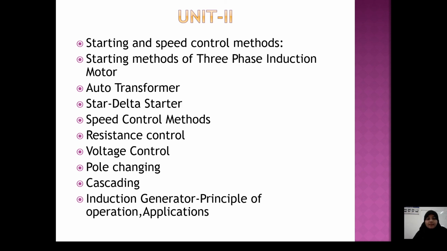So under starting methods also we are having 5 types of starters. That is stator resistance starter, auto transformer starter, star delta starter, rotor resistance starter and direct online starter. Then speed control methods, various speed control methods like resistance control, voltage control, pole changing, cascading are there. Okay. Then operating principle of induction generator and its applications.